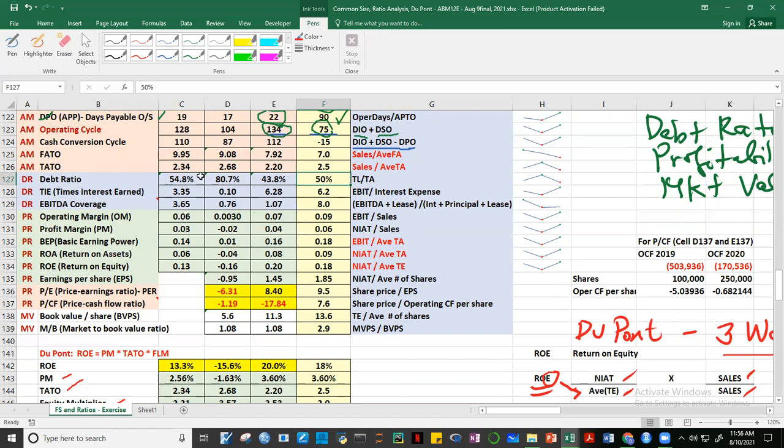Okay, so suffice to say lang guys na debt has been erratic, no, yung debt ratio. From 2018 tapos 2019 medyo pataas-baba siya. We can say that the competitor is more leveraged than the company natin. Kasi 50% si competitor, si company natin 43.8. Okay. Next guys is TIE, times interest earned. Yung formula niya, EBIT over interest expense. Ano ibig sabihin nun? EBIT over interest expense.